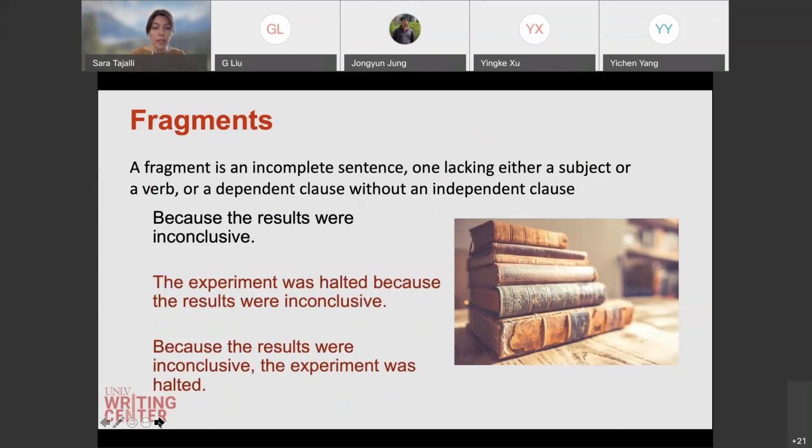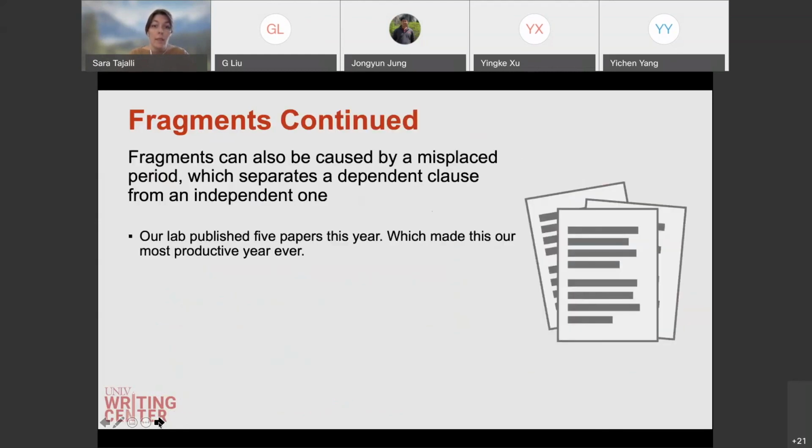Okay, and then here's just another example of putting the dependent clause first. All right, and then fragments can also be caused by a misplaced period, which I said before. When you're looking at a giant block of text, you just don't notice this because when you're reading or proofreading it quickly, you might just miss what this punctuation mark is doing to slow the reader down or stopping them up a little bit. So: our lab published 5 papers this year, which made this our most productive year ever. You want to connect those 2 sentences, and you could simply just do it with a comma.